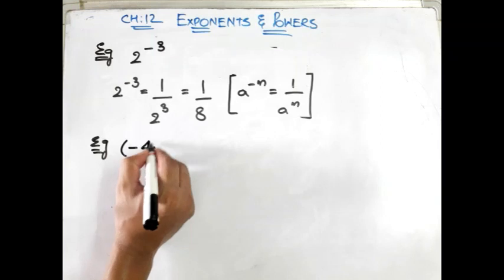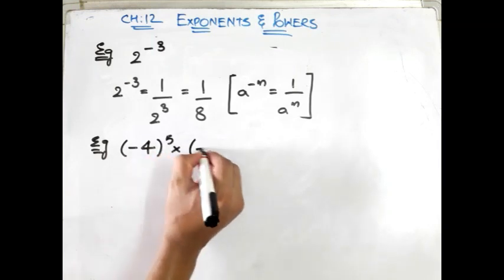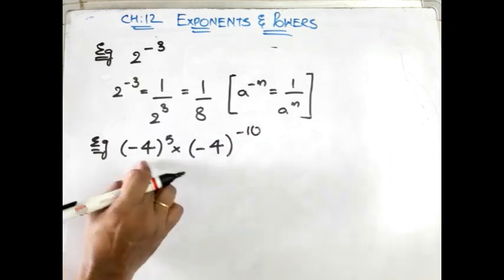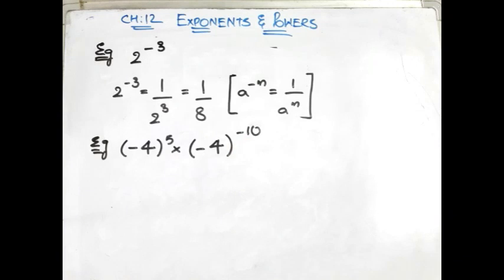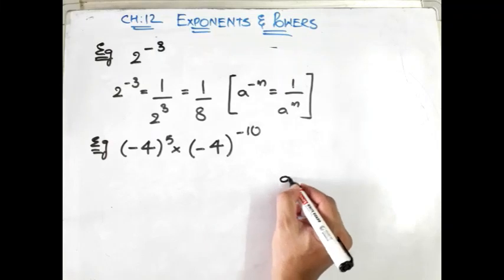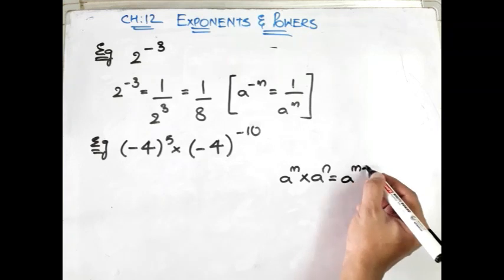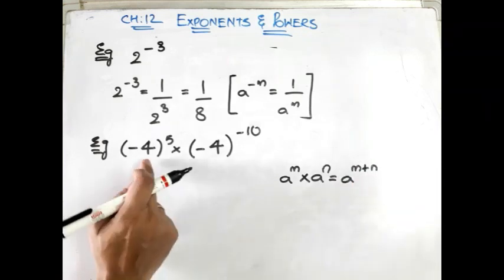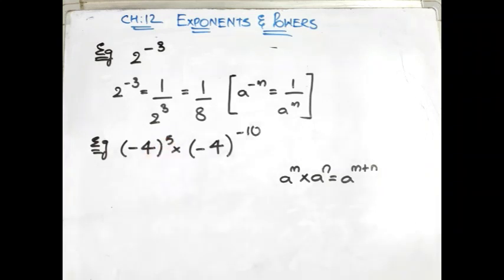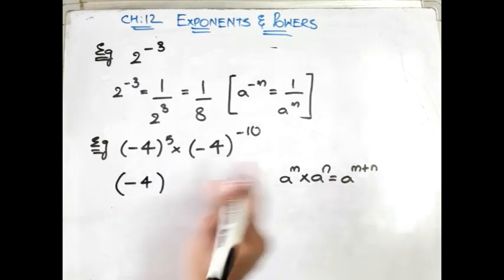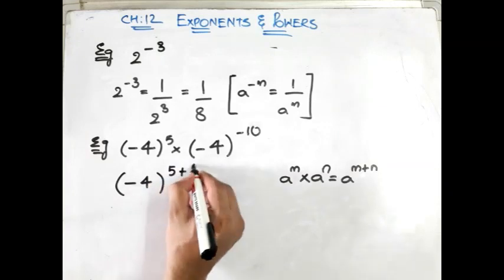So next, minus 4 power 5 into minus 4 power minus 10. Here the bases are equal whereas the exponents are different. In that case, you will use the identity a power m into a power n is equal to a power m plus n. Here a value is minus 4, m value is 5 and n value is minus 10. So minus 4 to the power m plus n, 5 plus minus 10.